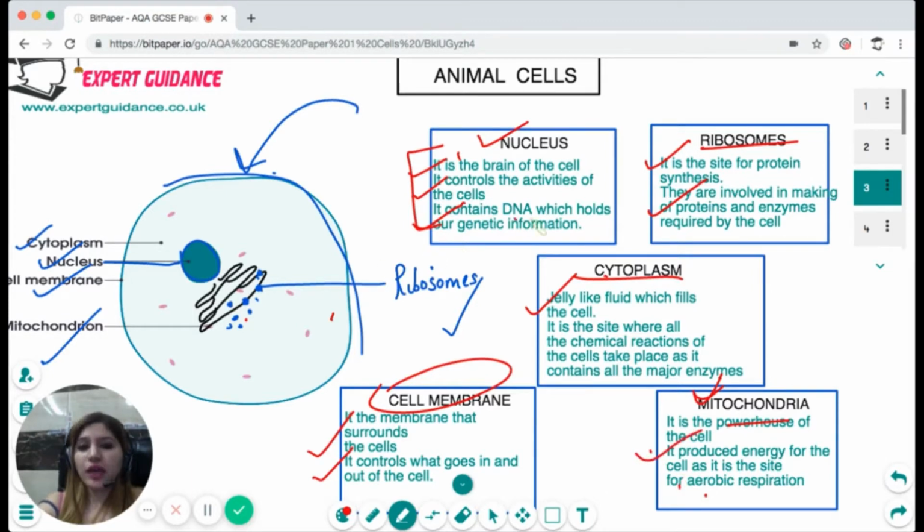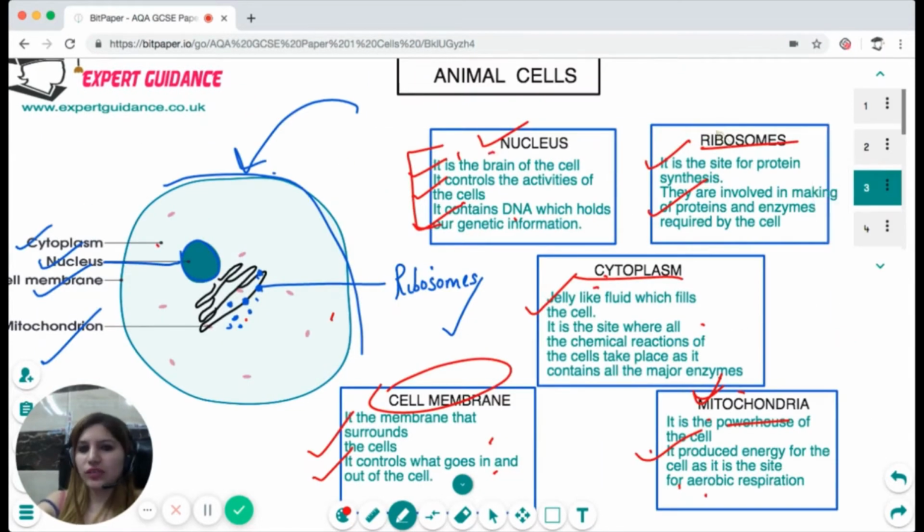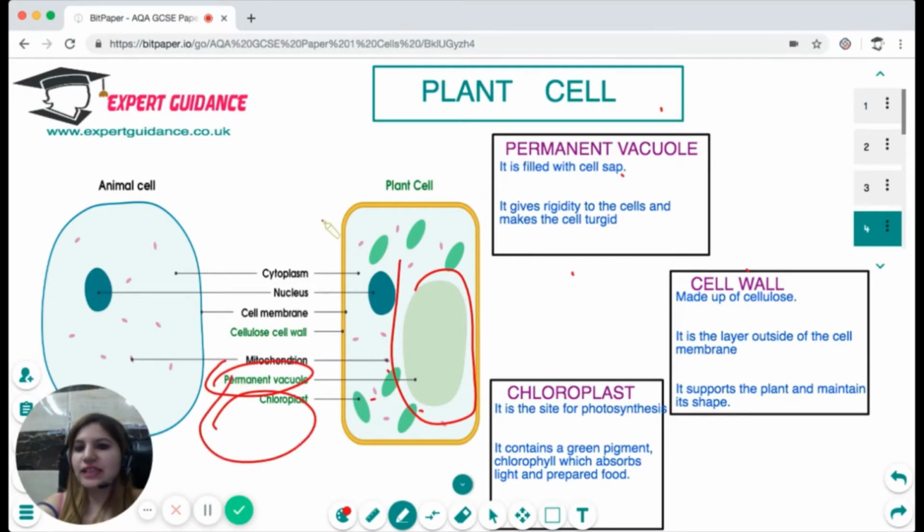Okay, so I hope you know the function of each of these organelles, and you should be able to label them. If any cell is given to you, you should be able to spot where's the nucleus, where's the cell membrane, where's the mitochondria. Next is the plant cell. The plant cell has all the organelles which we have just discussed in the previous slide, except it has three extra organelles which are only found in a plant cell. This is a big, large permanent vacuole. These green structures are called the chloroplasts, and outside the cell membrane there's an extra layer called the cell wall.